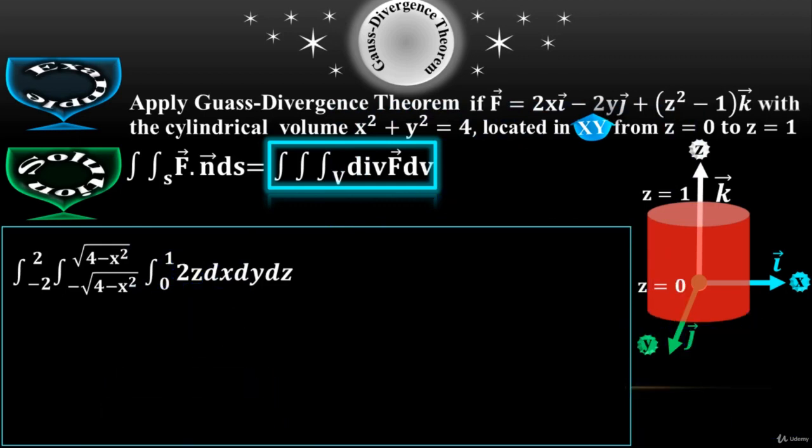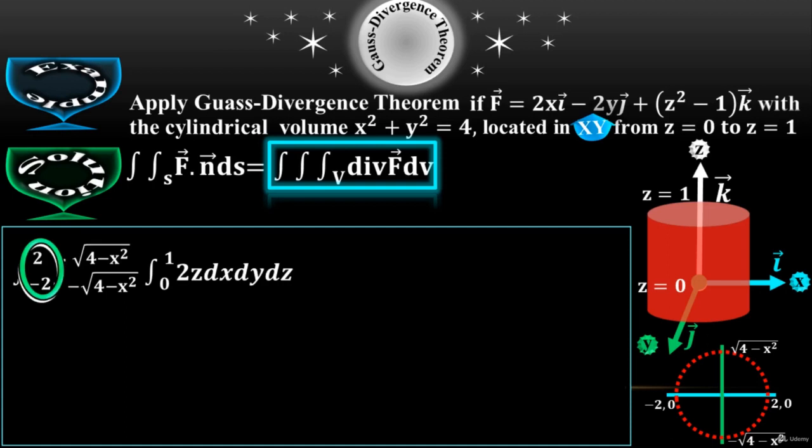But how do I put the limits here, did you notice that? Look at the equation. The question says that the cylindrical volume lies in the xy plane, so the bottom of this cylinder lies in the xy plane. When you look at the bottom of the cylinder from the downside, it exactly looks like a circle. So I will simply consider it as a circle, where the coordinates on this circle are minus 2, 0 to plus 2, 0. The coordinates for y range from minus square root of 4 minus x squared to plus square root of 4 minus x squared. The limits along the x-axis range from x equals minus 2 to x equals plus 2.